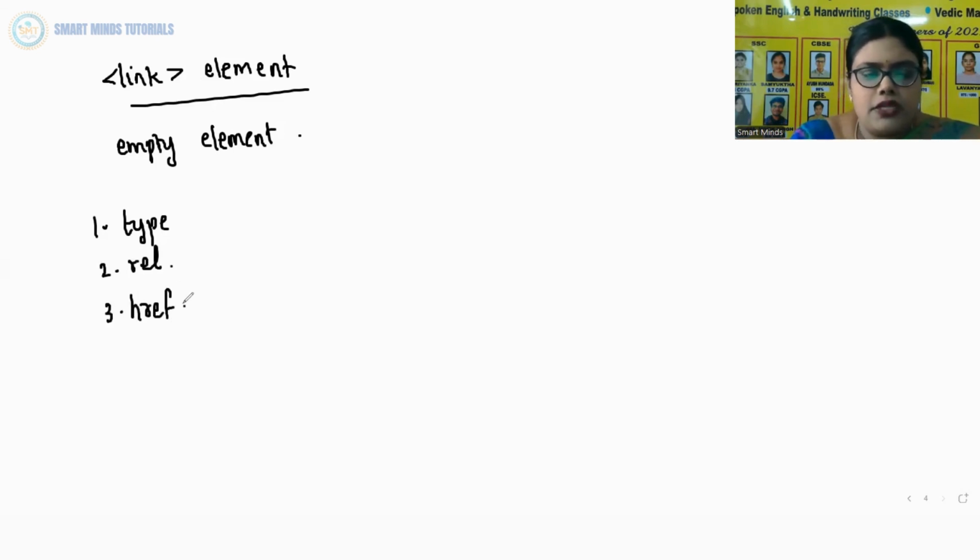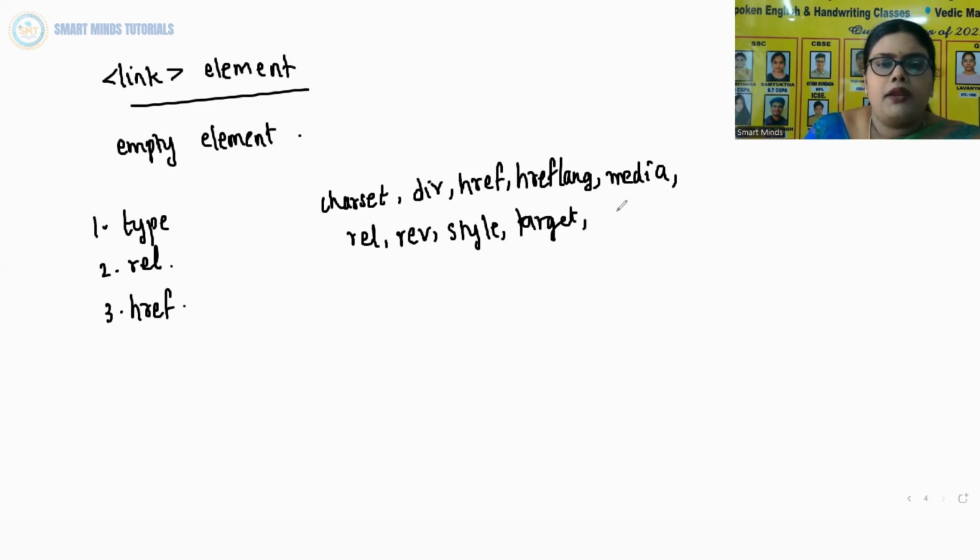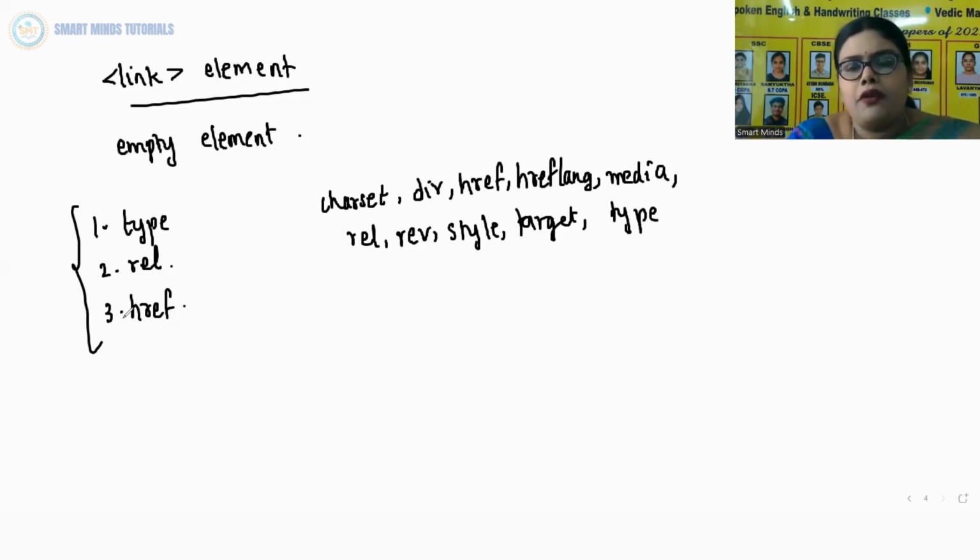So in addition to these core attributes, the link element can have other attributes also, like charset, dir, href, hreflang, media, rel, rev, style, target, and type. So these three are the core attributes. And apart from the core attributes, you have the other attributes also.